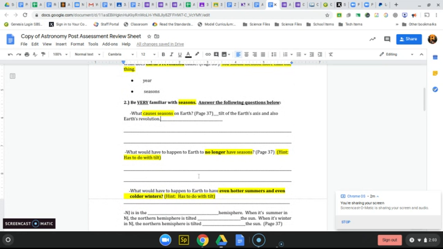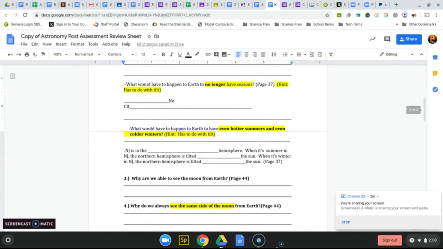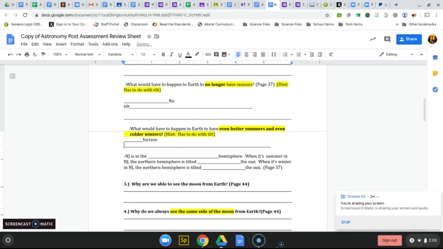What would have to happen to no longer have seasons? Well, if the tilt causes the seasons, then basically no tilt would be the answer. What would have to happen to have even hotter summers and colder winters? That would basically mean more extreme seasons. So we would have to increase the tilt. If we decrease the tilt, then we would have cooler summers, and winters would also not be the same as well. But if we increase it, it basically intensifies them.